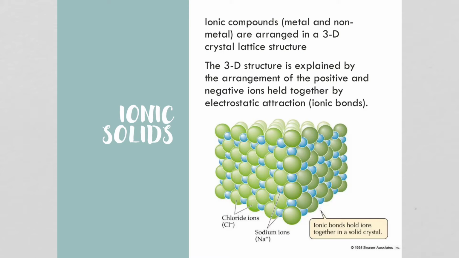So first of all, ionic compounds, if you recall, involve the bonding between a metal and a nonmetal, and they get arranged in a 3D crystal lattice structure. And that structure is explained by the arrangement of the positive and negative ions. So these are the positive, these are the negative ions. And they're held together by electrostatic attraction. So we call those ionic bonds, but those bonds are explained by electrostatic attraction, the negative ions being attracted to the positive ions and holding each other together.